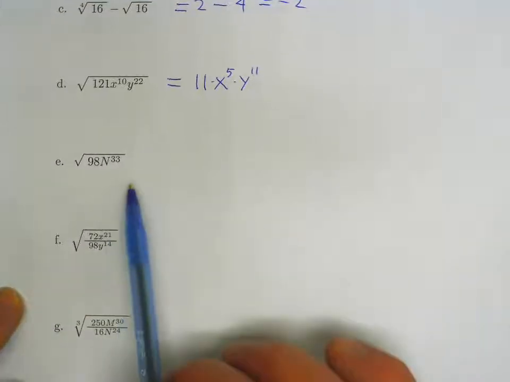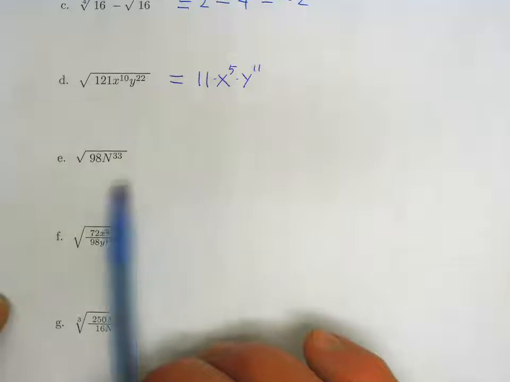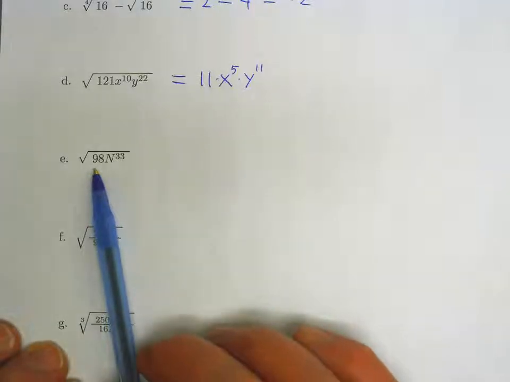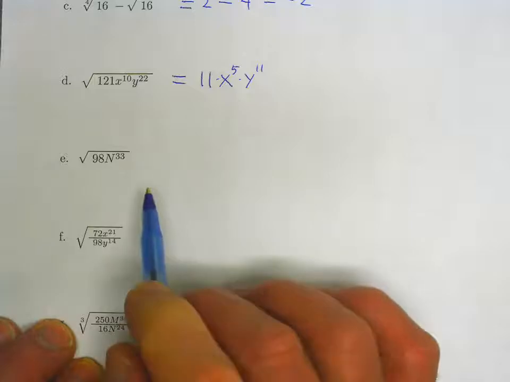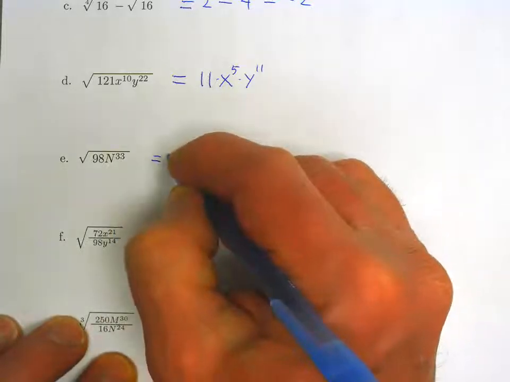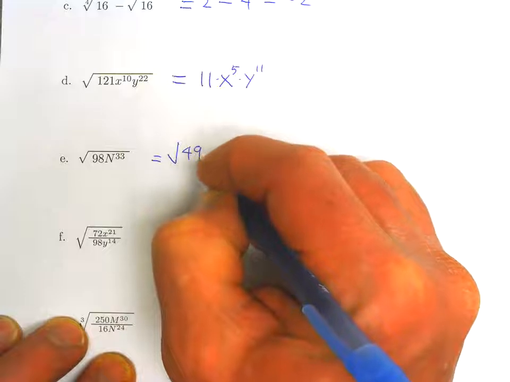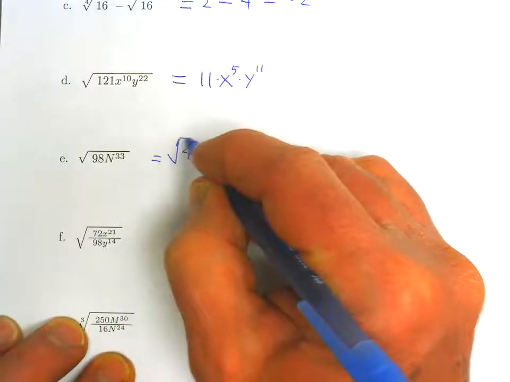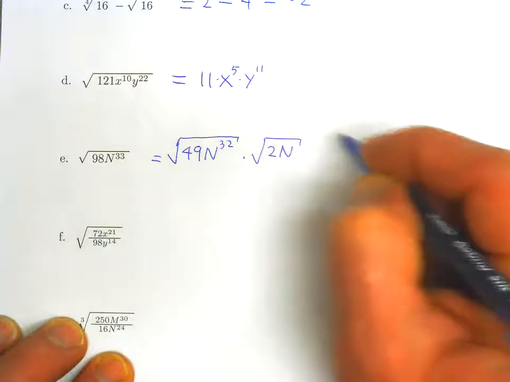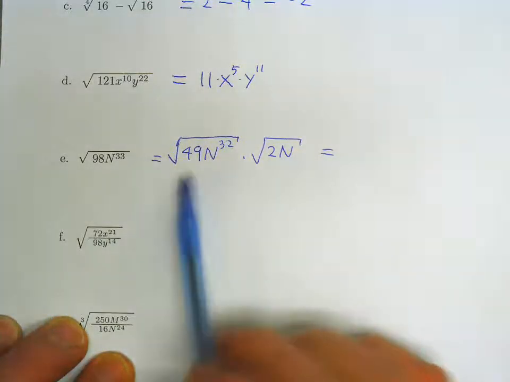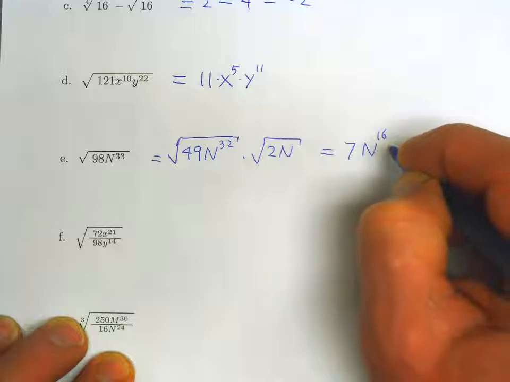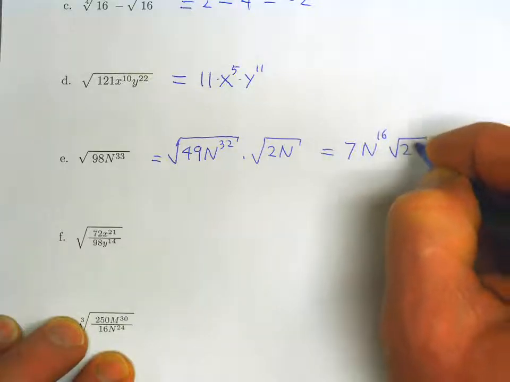Okay, the next example is not quite as simple as the last one. Simplify the square root of 98 times n to the 33rd. The largest factor of 98 that's a perfect square is 49. And the largest factor of n to the 33rd that's a perfect square is n to the 32nd. So we'll rewrite this as the square root of 49 times n to the 32nd multiplied by the square root of the remaining factors, which are 2 times n. And then we simplify. The square root of 49 is 7, and the square root of n to the 32nd is n to the 16th. So we multiply 7n to the 16th times the square root of 2n.